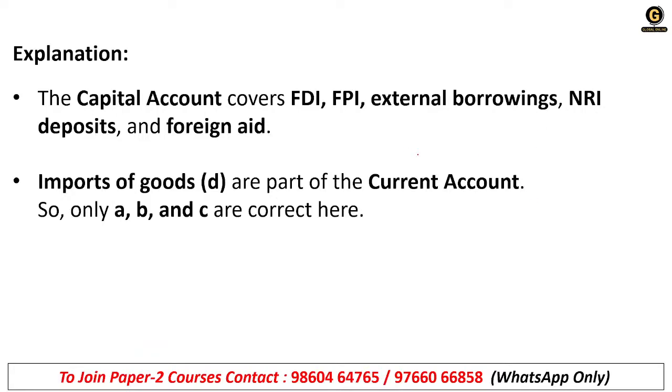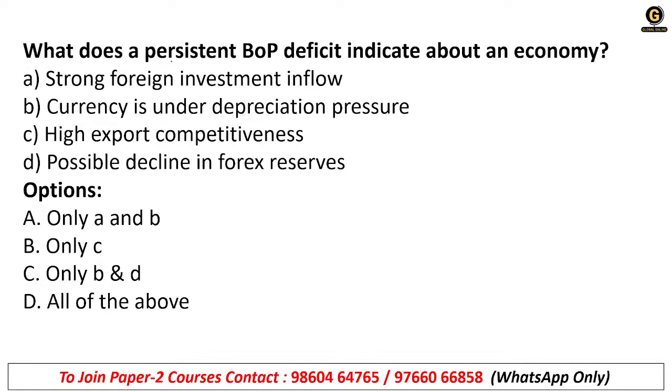See, the capital account covers FDI, FPI, external borrowings, NRI deposits, and foreign aid as well. Imports of goods are not part of the capital account; they are part of the current account. So only A, B, C is the correct answer here. Clear? Next, what does a persistent BOP deficit indicate about an economy?